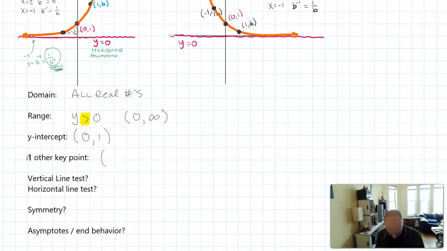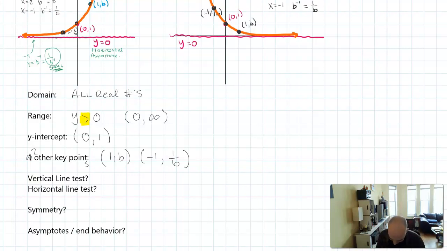But of these two parent functions, both have the same y-intercept of 0, 1, and they go through key points. I said one other key point. We'll say 2 other key points, 1 comma b and negative 1 comma 1 over b. And that applies whether the base itself is a fraction or a number bigger than 1. It's just how you plot those numbers will be different.